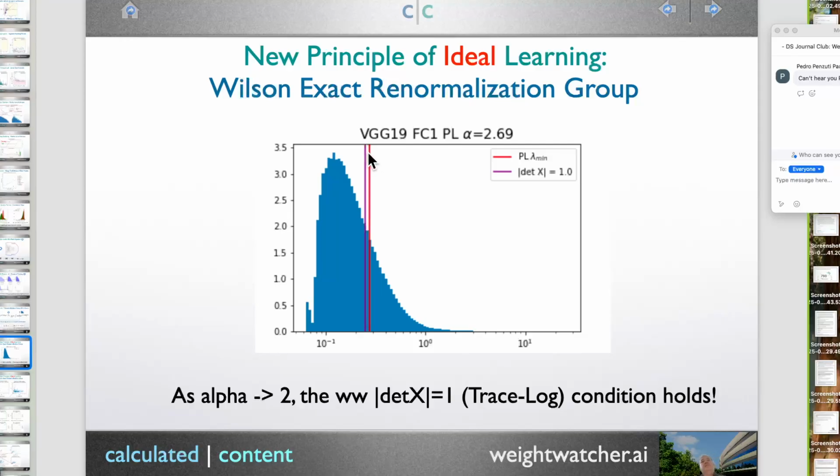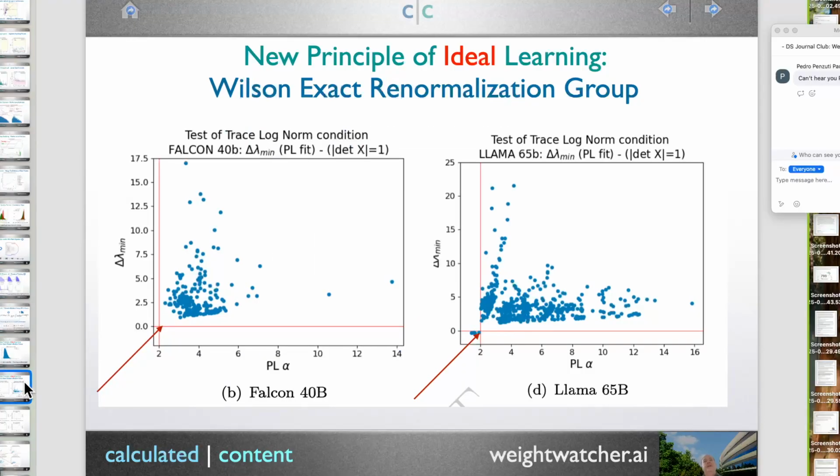It turns out this purple line and this red line almost identically coincide as alpha gets closer and closer to 2. We show this empirically in the paper. And this alpha is why we think this is the critical exponent from the renormalization group transformation. I'll give you an example. The paper has a whole bunch of examples; I just picked some here where you can look at Falcon or Llama.